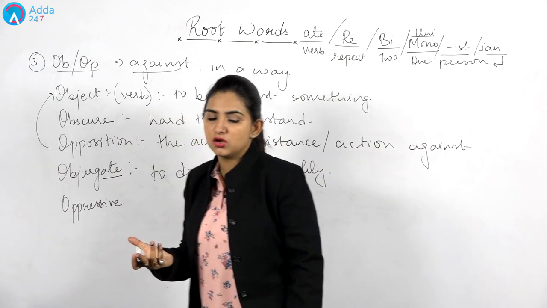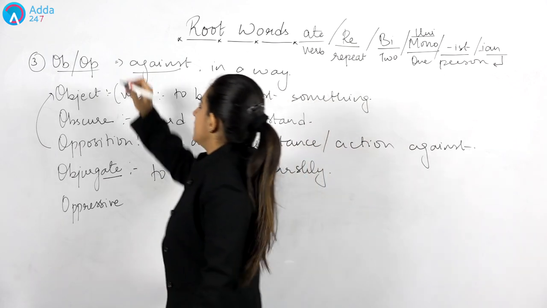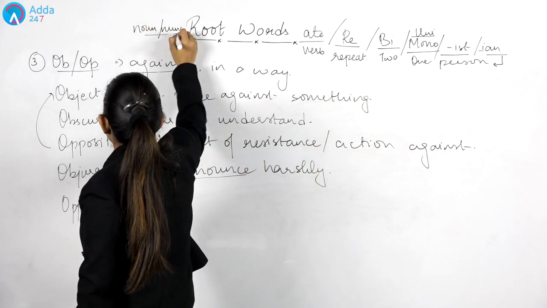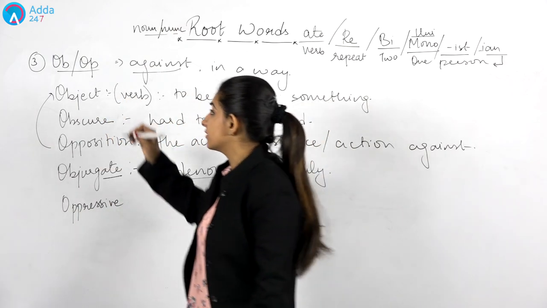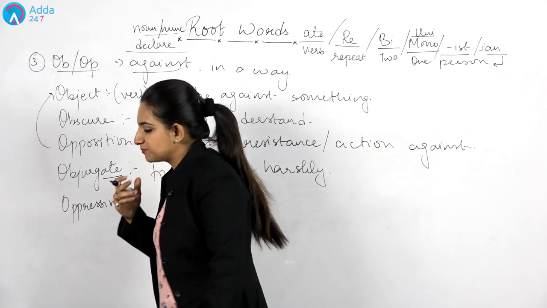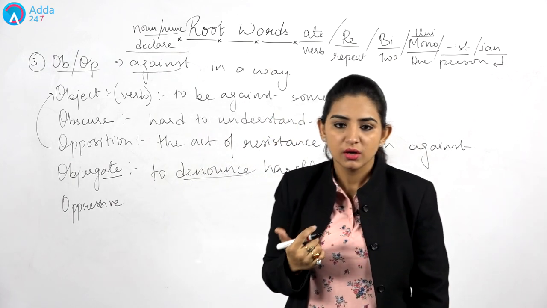Before understanding the meaning of objurgate, you need to understand the meaning of denounce, right? Whenever we have the word root N-O-U-N or N-U-N-C, as in denounce, that means nuncio or announce. This talks about the declaration of something, speaking something in front of everybody. That is what we mean by nouns or nuns.